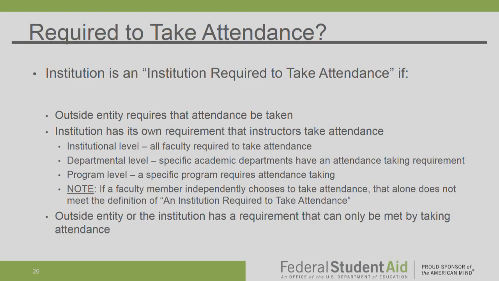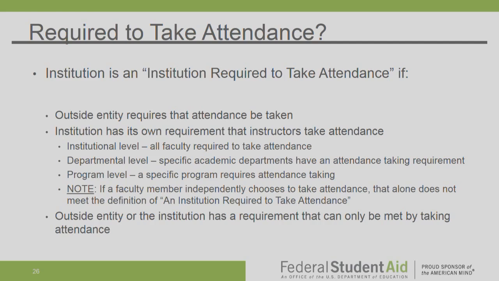This could be at the department level, where a specific academic department, could be nursing, something like that, requires that all their faculty take attendance. Or it could be at the program level. A specific, very specific program has a requirement that students take attendance for some reason. If any of those are true, then for the students in that program, department, or institution, depending on what the policy is, if they drop out, your institution will be considered required to take attendance when you complete the R2T4 calculation for those students.